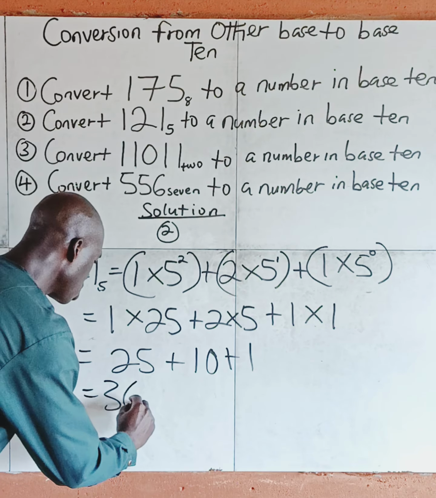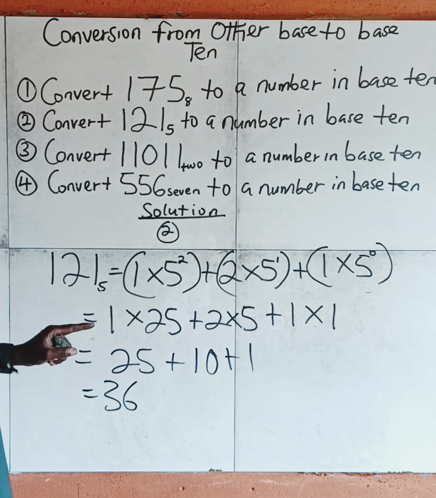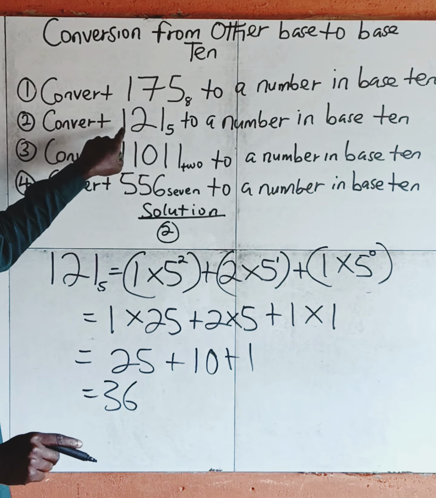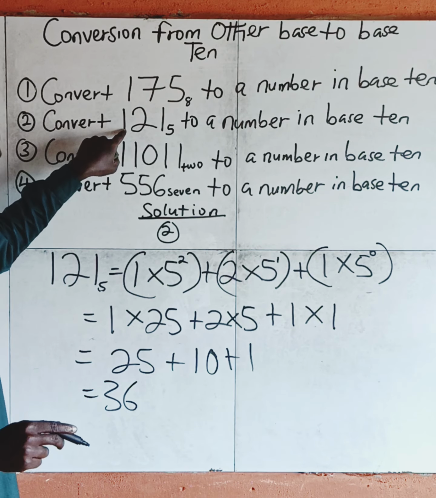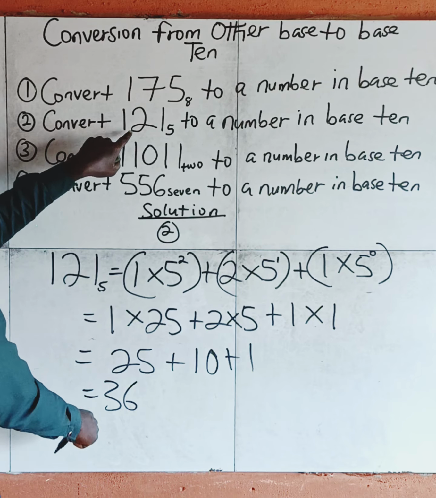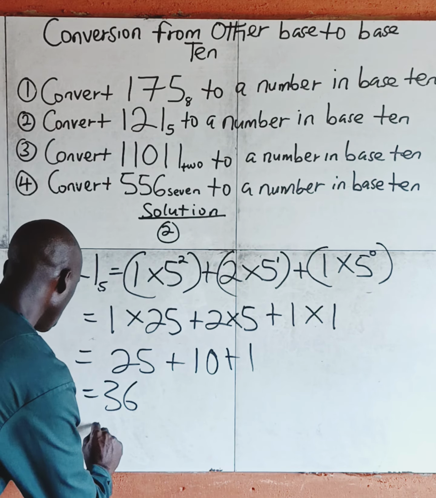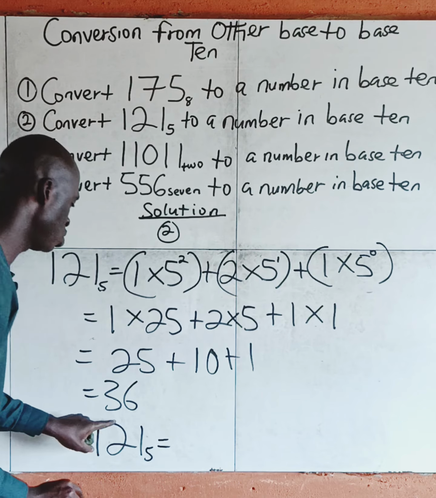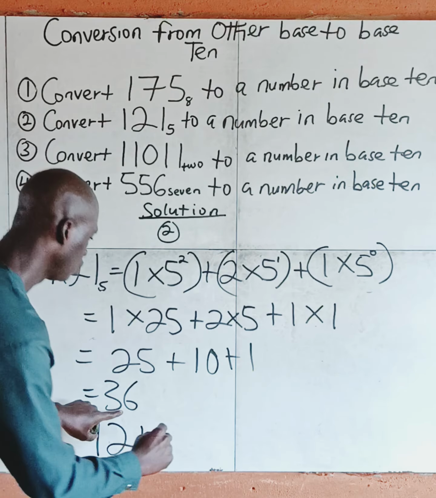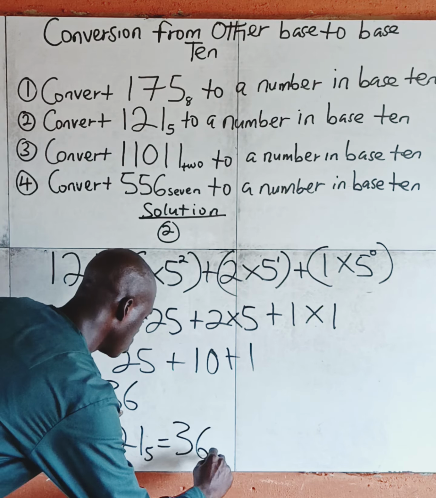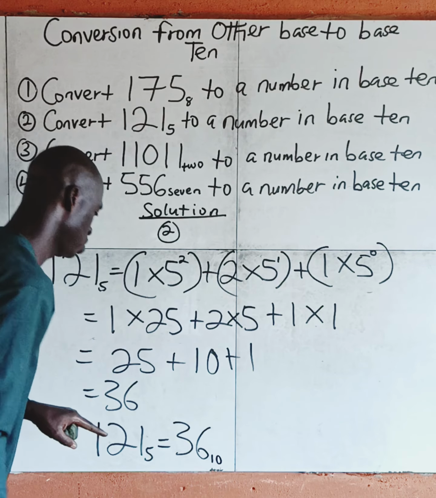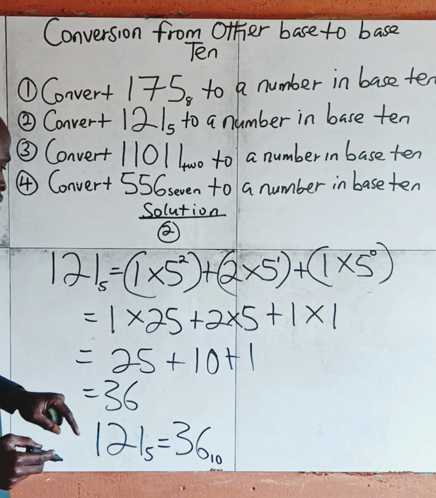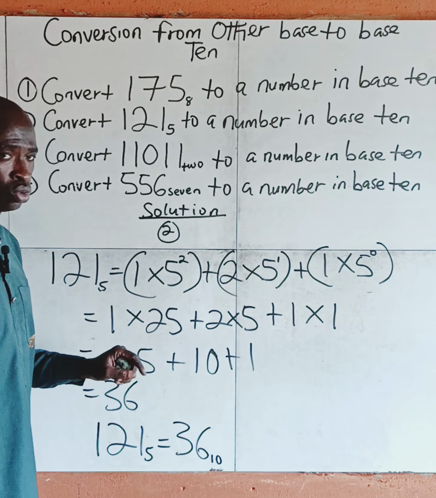Here becomes 36. Mind you, remember what I said earlier, when you want to write your final answer, you go back to your initial question. So I have to go back. I've gotten what I'm looking for. So I'll go back to our initial question, which is your original question, which is 121 base 5 equal to, can you see for yourself? 36, or 36 base 10. Can you see for yourself? So this is the solution to question number 2.